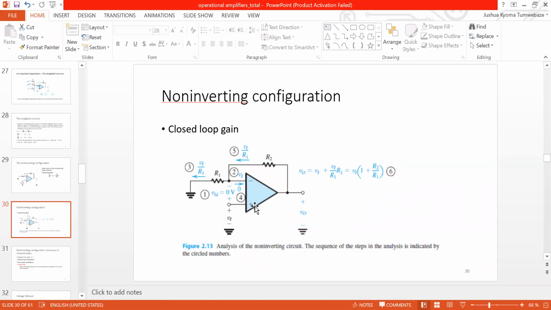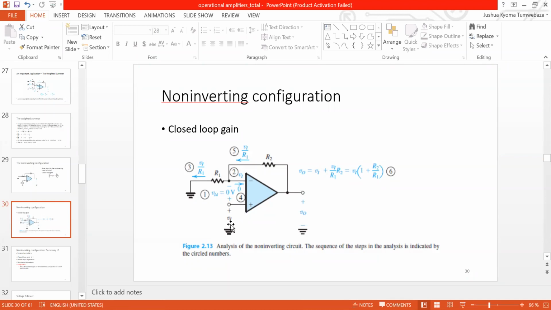So if we start with the terminal 1, step 1. What is step 1 telling us? VID is equal to 0 volts. That means the differential input voltage between the inverting and non-inverting input terminals is 0. That is because of the virtual short circuit. That is the differential. That's why it's VID.